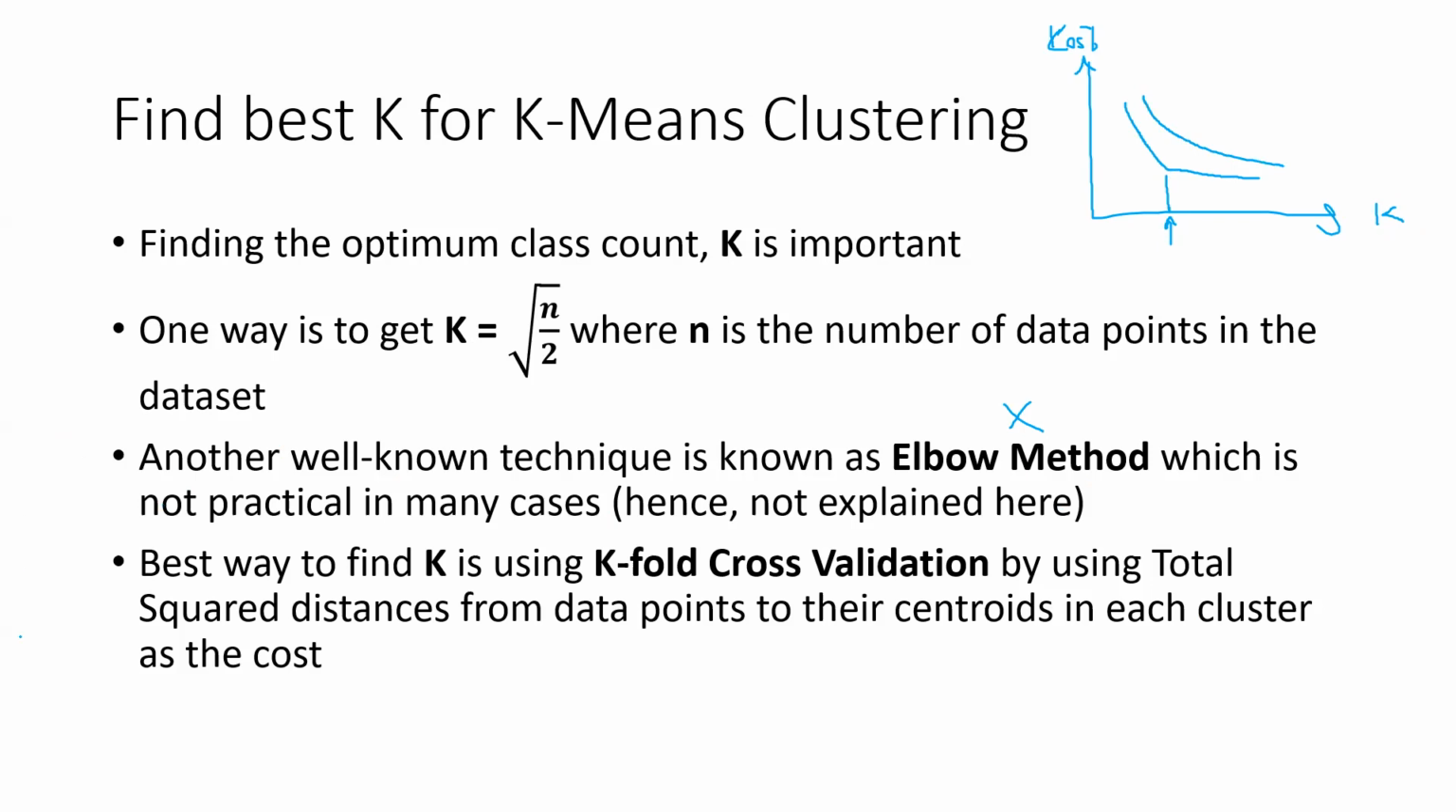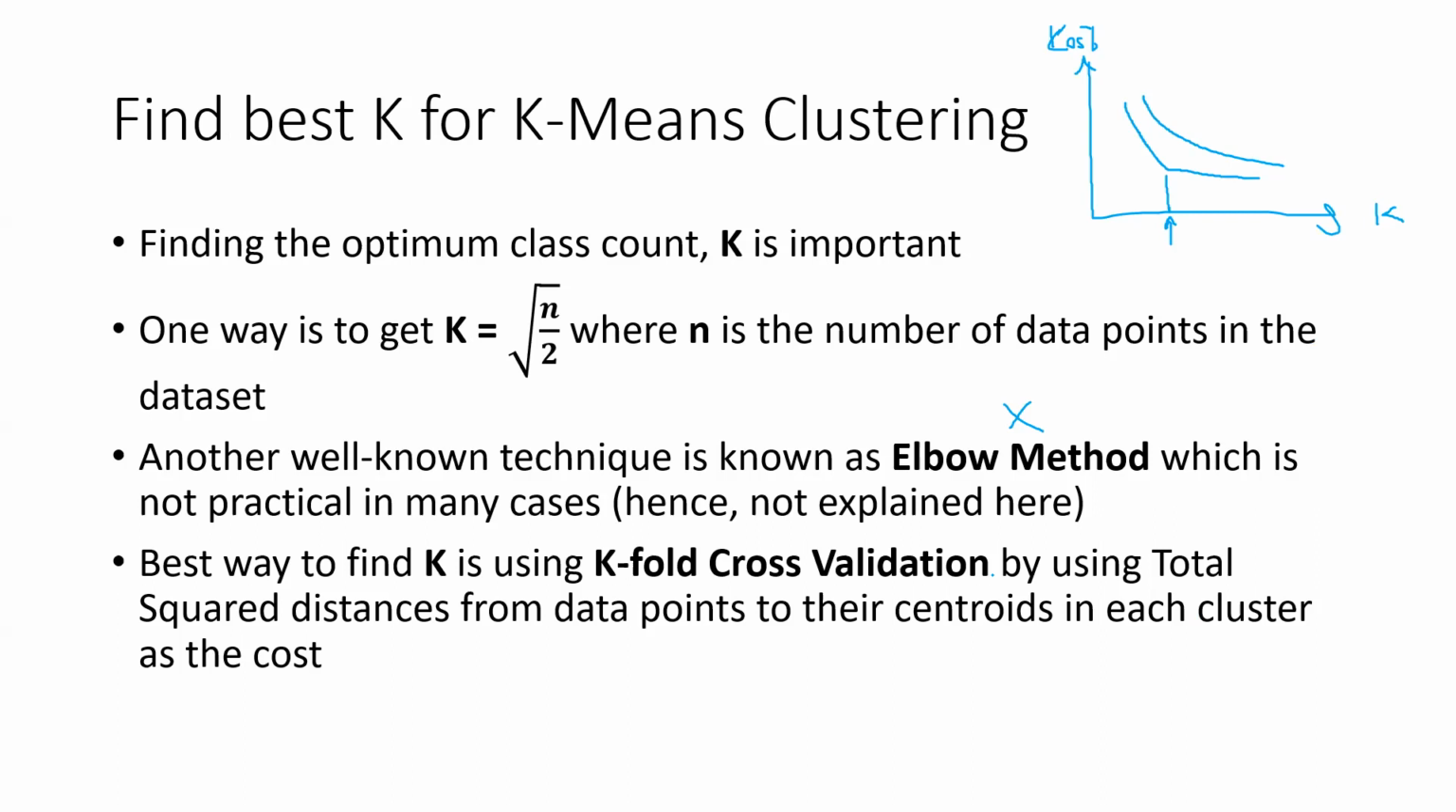So the best available way is to use k-fold cross validation. Or you can actually use knowledge about the domain. For example, if you want to cluster customers, suppose now you want to cluster males and females, right?